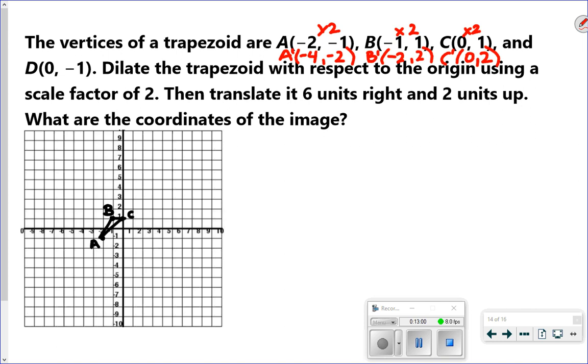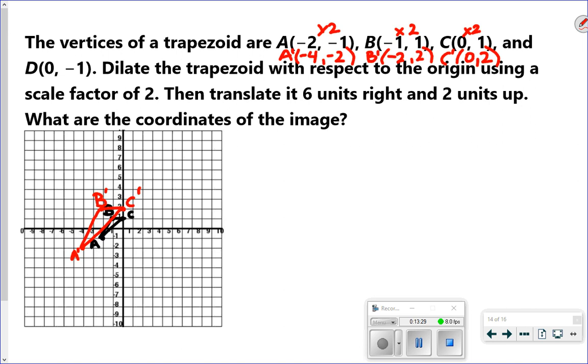Okay, so now I'm going to go ahead and plot the points that I just wrote down. So copy of A was at negative 4, negative 2. So that's going to be there, copy of A. For copy of B, negative 2, 2. So negative 2, positive 2, that's going to be here. And then C is at 0, 2. That's going to be there. All right, so that's my new shape.